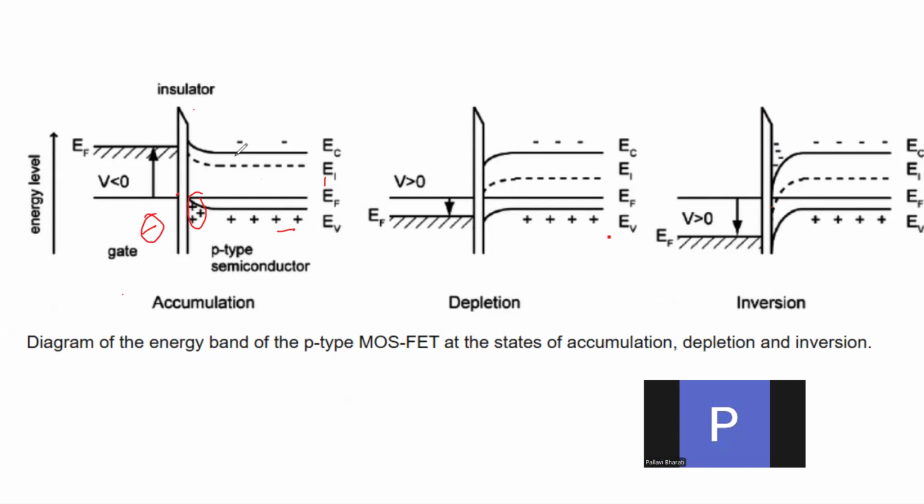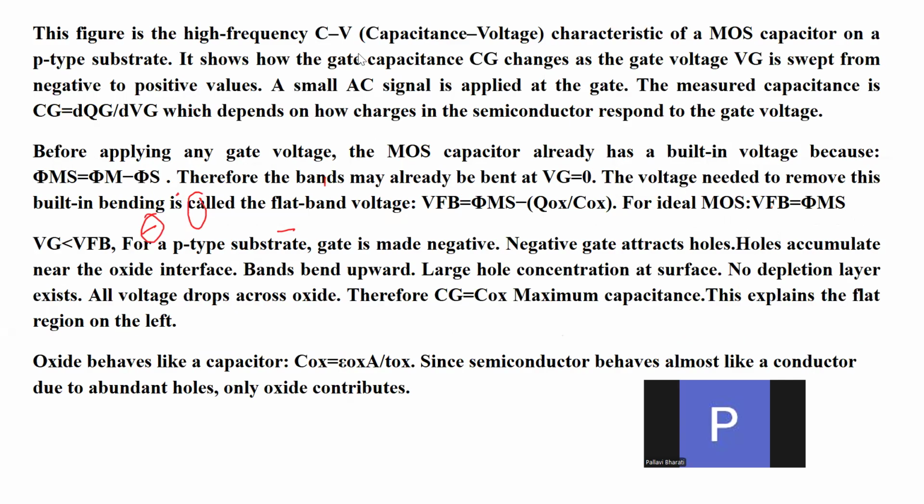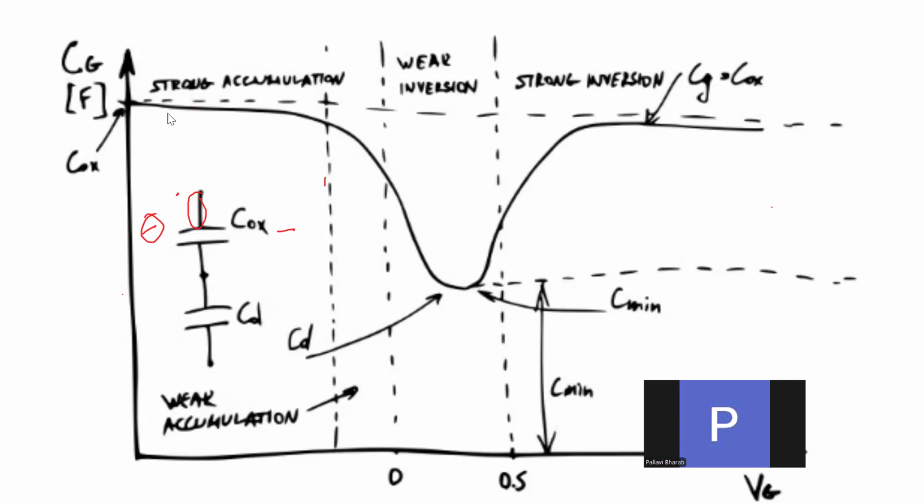Now from negative voltage, just see the previous figure. So here, this is the strong accumulation region, where you have given the negative gate voltage. This is happening when the gate voltage is negative for a P substrate MOSFET. Here the gate capacitance Cg is directly equal to Cox, that is the oxide capacitance.